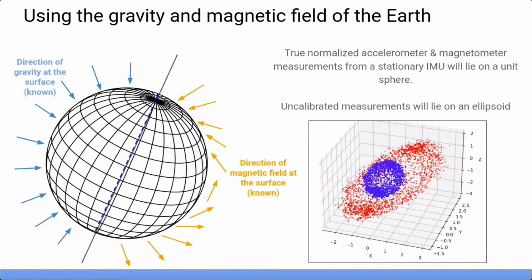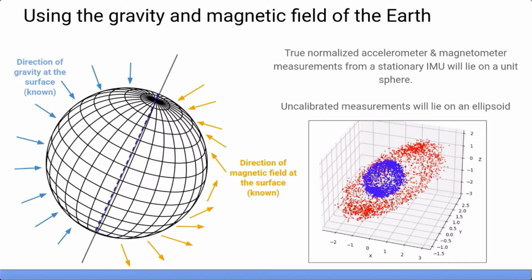The key idea that we are using over here is that the direction of the gravity vector of the Earth and the direction of the magnetic field of the Earth at any given point or any given location are known. Essentially, the gravity vector will always point in the downward direction, which is the minus z direction. That means that the accelerometer, if your IMU is stationary, will always detect that as a pseudo force and will always show an acceleration in the positive z direction, which will be of the magnitude of 1g.